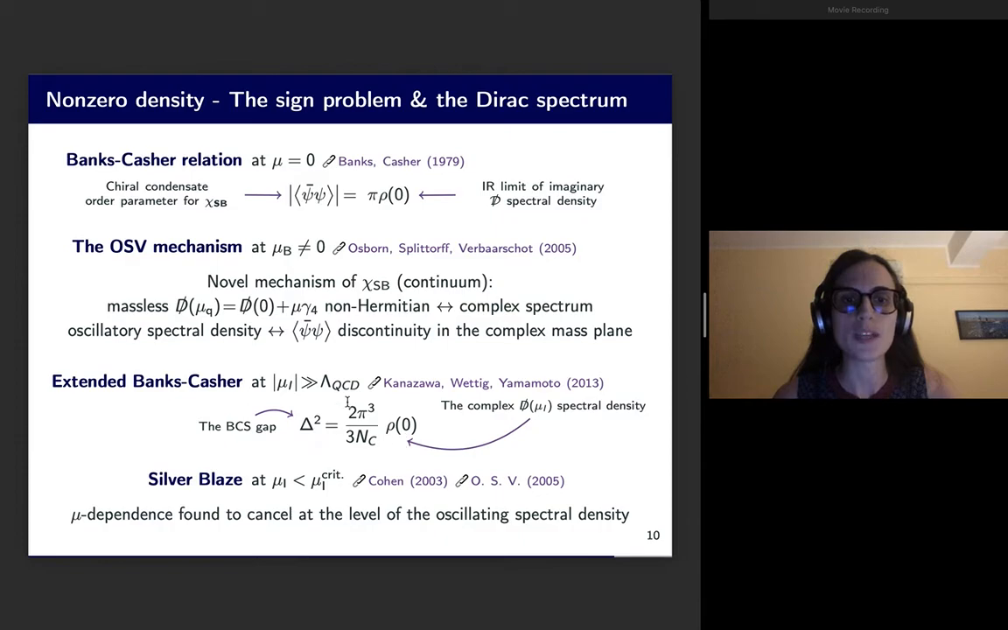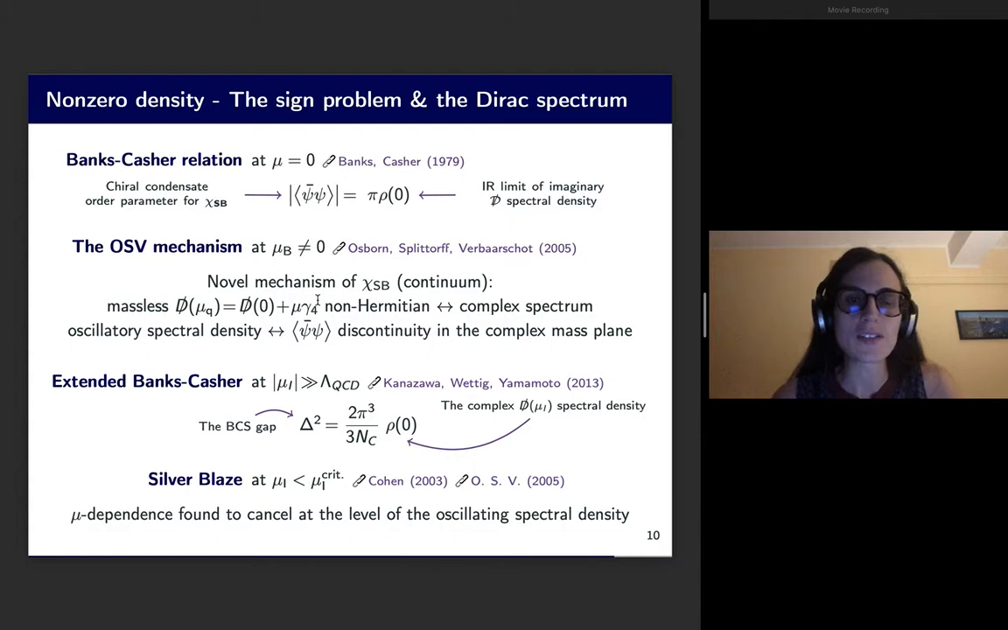And one then obtains a direct relation between the spectral density of the complex Dirac spectrum, of the complex spectrum of the Dirac operator, and the BCS gap, which is what we later on will consider as a signature or a tool for finding out whether there is superconductivity in the corresponding phase diagram. However, when you go at baryon chemical potential different from zero, you don't have positivity of the fermionic determinant anymore. And a novel mechanism for chiral symmetry breaking was proposed by Osborn, Splittorff, and Verbaarschot in 2005.